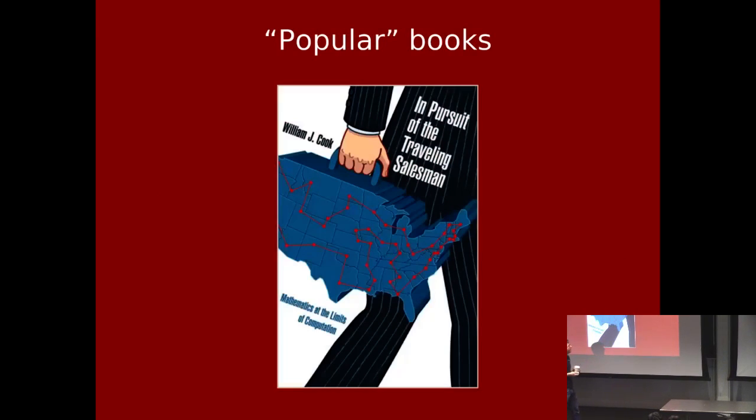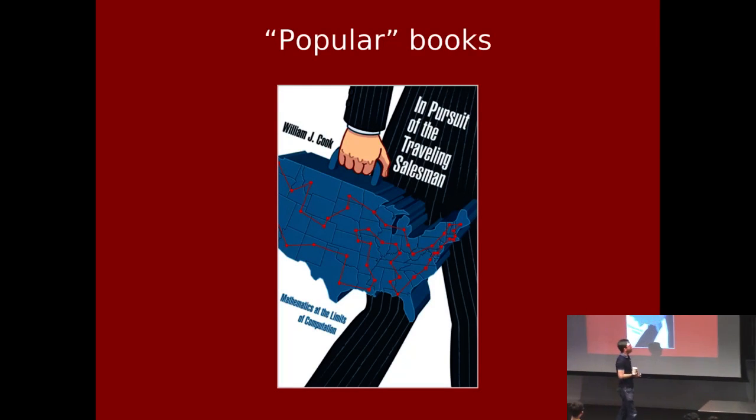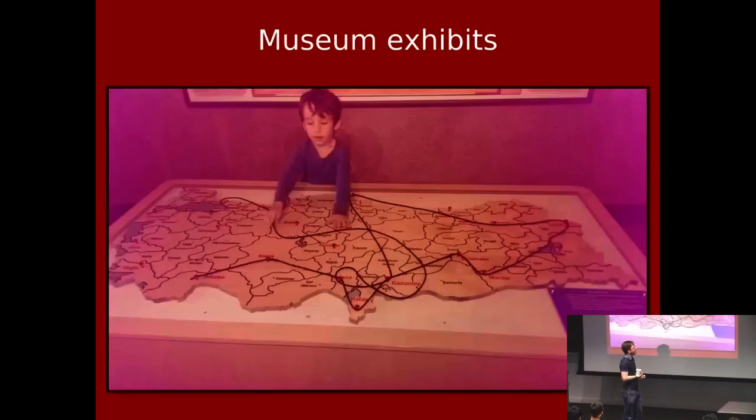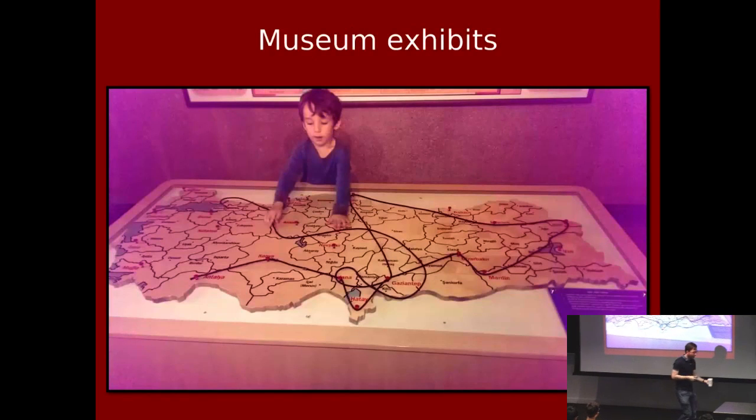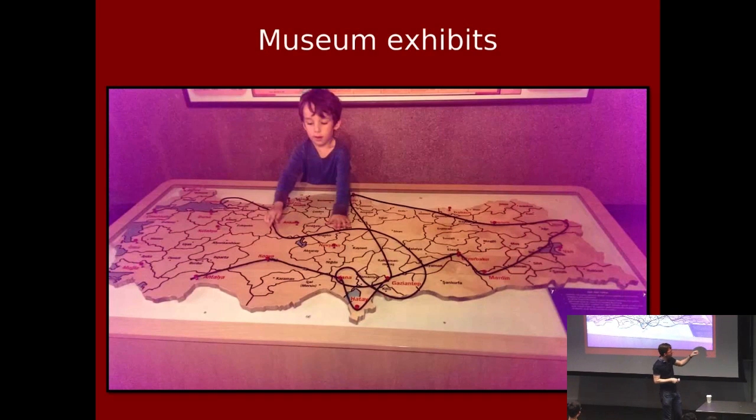It's also inspired popular books, popularizations of theoretical computer science. So there's a nice book called In Pursuit of the Traveling Salesman by Bill Cook. It's also motivated museum exhibits. This is a museum exhibit where you're given a bunch of points, like cities in a country, and you're given a string that has length equal to the minimum tour through all these points, and you have to try to wind it around the cities so that you cover all the cities in the shortest possible way. There's a Pokemon enthusiast trying to solve it.